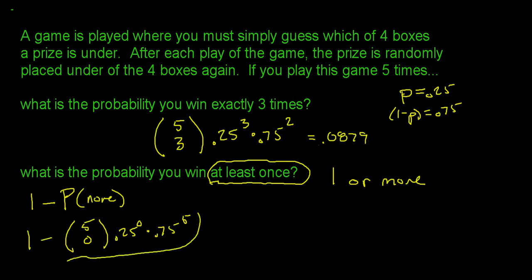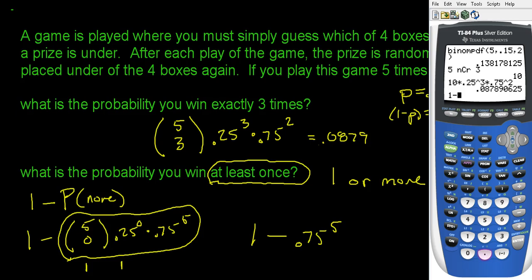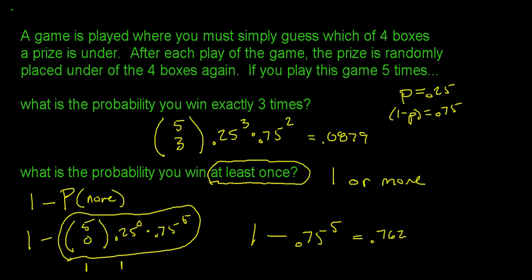Now calculating this is actually really easy, because how many different ways can you have no wins? 1. What is 0.25 to the 0? 1. So all I really need is 1 minus 5 straight losses. The opposite of losing every single time would be you win at least once, right? So it's actually pretty easy math. So 1 minus 0.75 raised to the 5th gives me 0.7627. So if I play this game 5 times, the probability I win at least once is about 76%.